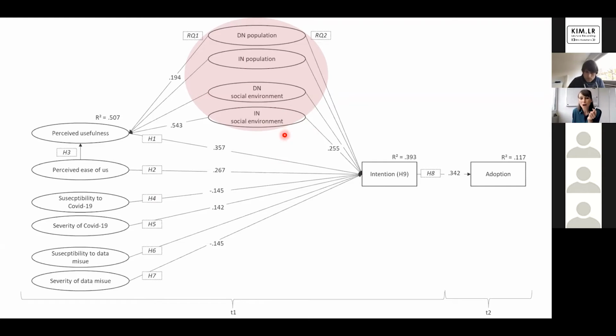The influence of the social environment's injunctive norm on the adoption, or on the intention to adopt the app, can be explained by people's motivations for affiliation with others.